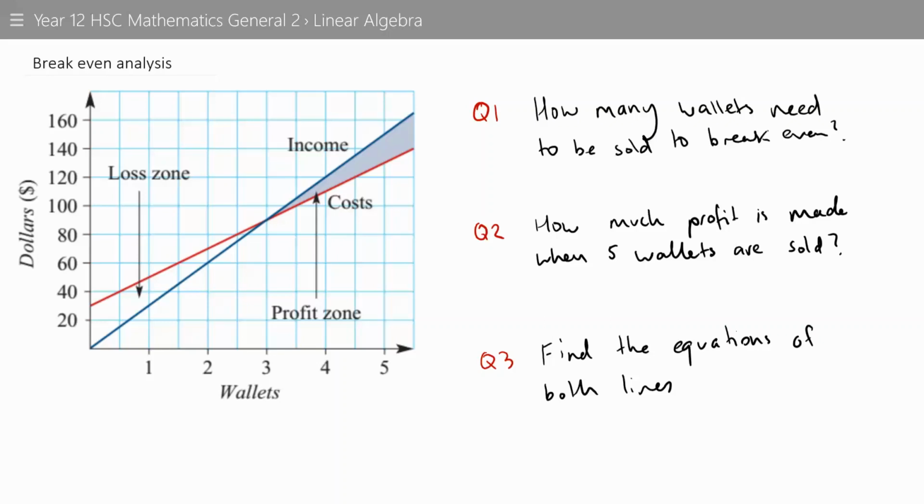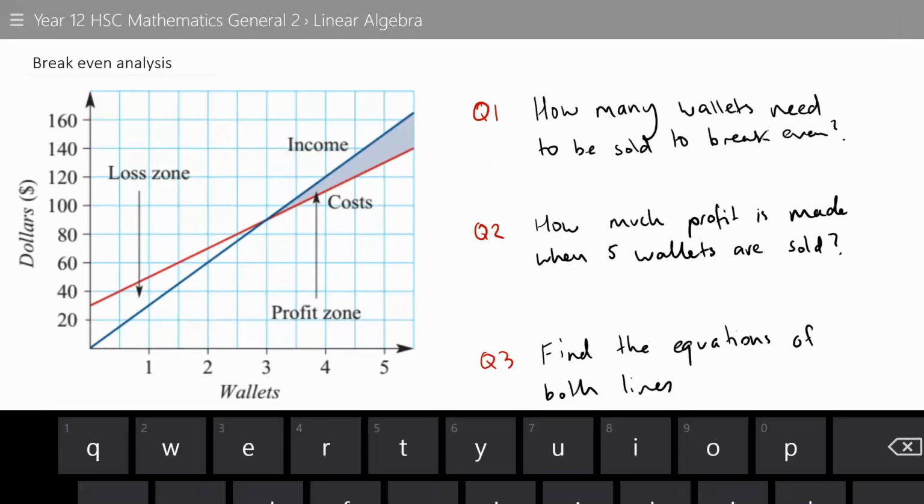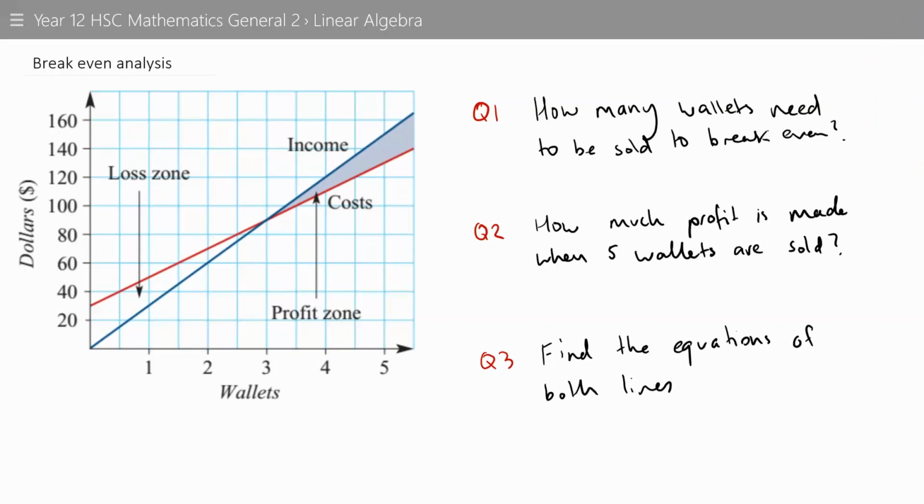And that's the first question. How many wallets need to be sold to break even? Break even is that point where you're no longer in the loss zone, but you've broken into the profit zone. And it's at this intersection of the two lines right here. So how many wallets need to be sold? Let's go down. That is 3 wallets. So 3 wallets need to be sold to break even.